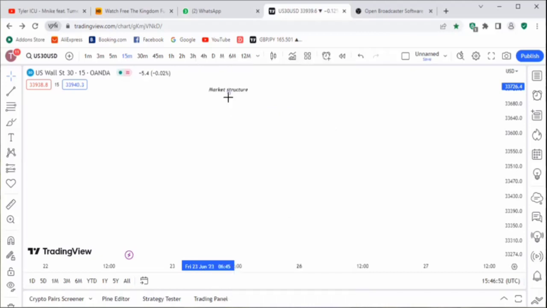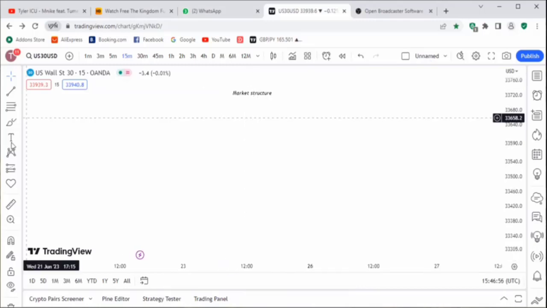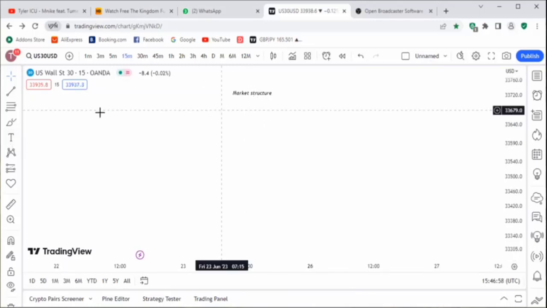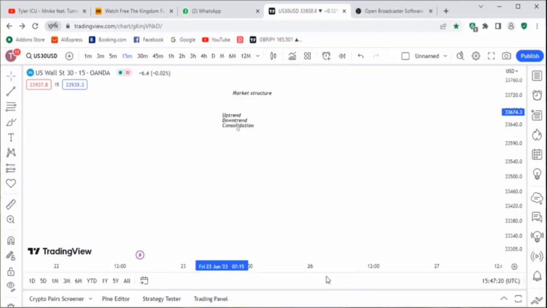Market structure tells us that the market moves in three ways. It's either the market moves in an uptrend, it's either the market moves in a downtrend, or it's either the market is consolidating. Consolidation. So that's how the market moves basically.